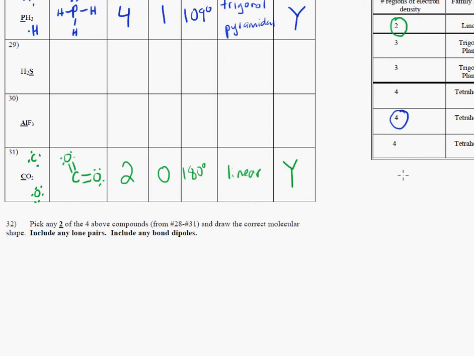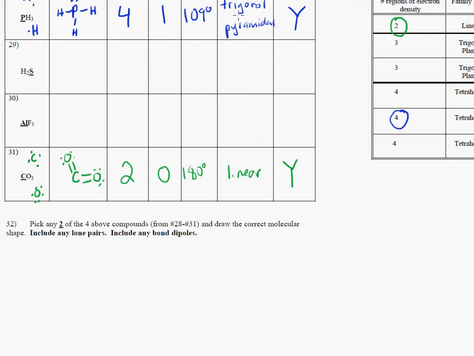Now regarding the shape, draw the correct molecular shape. That's different than the Lewis structure, because the Lewis structure again just says, what is attached to what, and how many lone pairs are there. It doesn't say anything about the shape typically. The shape, though, we said that the phosphine is a trigonal pyramidal shape. That's a three-dimensional shape. That's in the tetrahedral family.